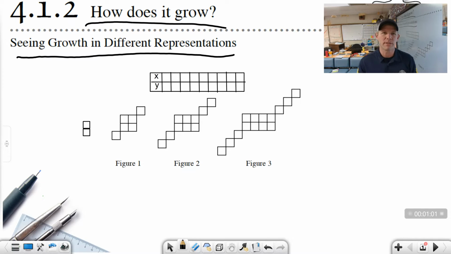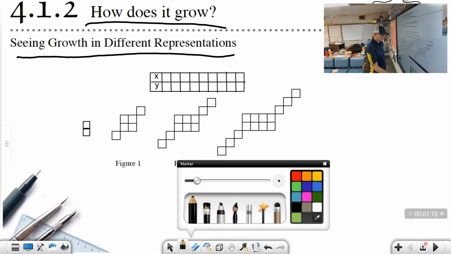When it says the word representation, it's talking about tile pattern, rule, graph, table. Those are the four representations. Tiles, table, graph, rule. Four representations.